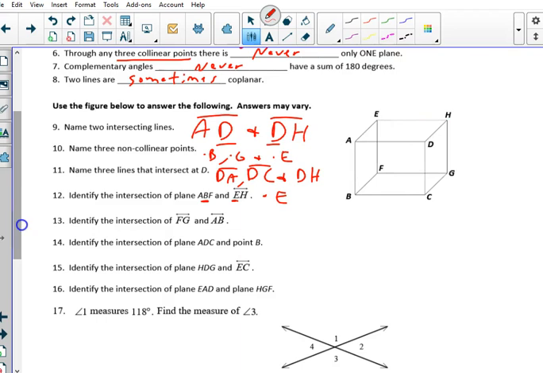Identify the intersection of FG and AB. FG and AB. Where do they intersect? They don't. Identify the intersection of plane ADC, so let's mark that first. ADC, that's the front of the box. And point B. Well, that's point B.